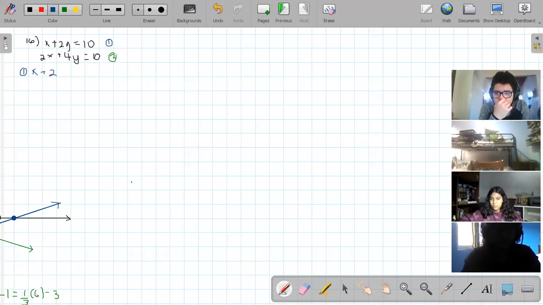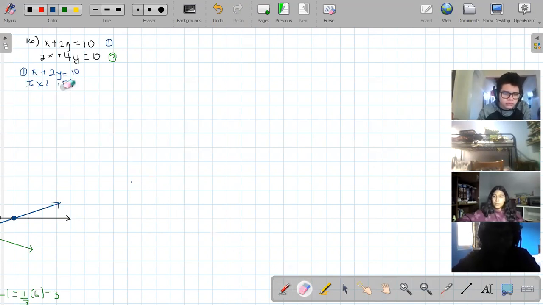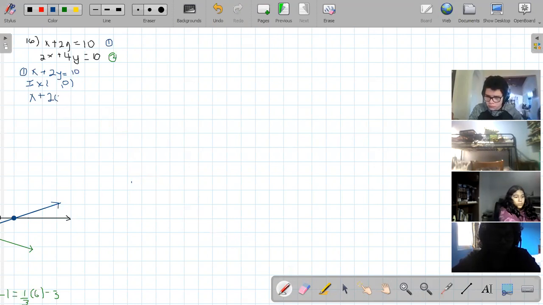Okay, x plus 2y equals 10. Okay, intercepting x for this one, when y is 0. So we go ahead and say x plus 2 times y, 0, equals 10. 2 times 0 is 0. So x is equal to 10. That's the 10 that I place over here.